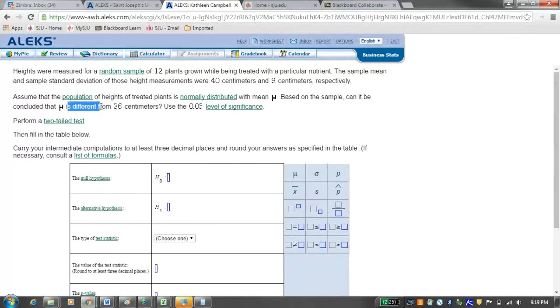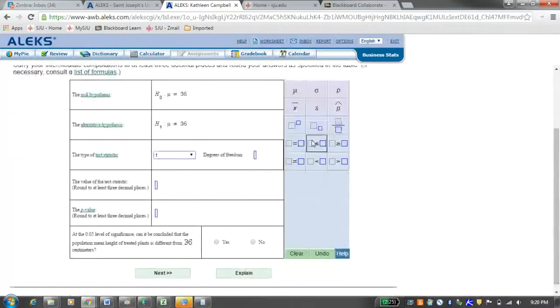Okay, so in that major sentence, is it different than 36? Is it greater than 36? Is it less than 36? Wherever that keyword is, that's your alternative hypothesis. So this is going to be mu differs from 36 versus the null, mu is equal to 36. This is a t-test that we're working on. The degrees of freedom is always your sample size minus 1. So since we have 12 plants, our degrees of freedom is going to be 11.